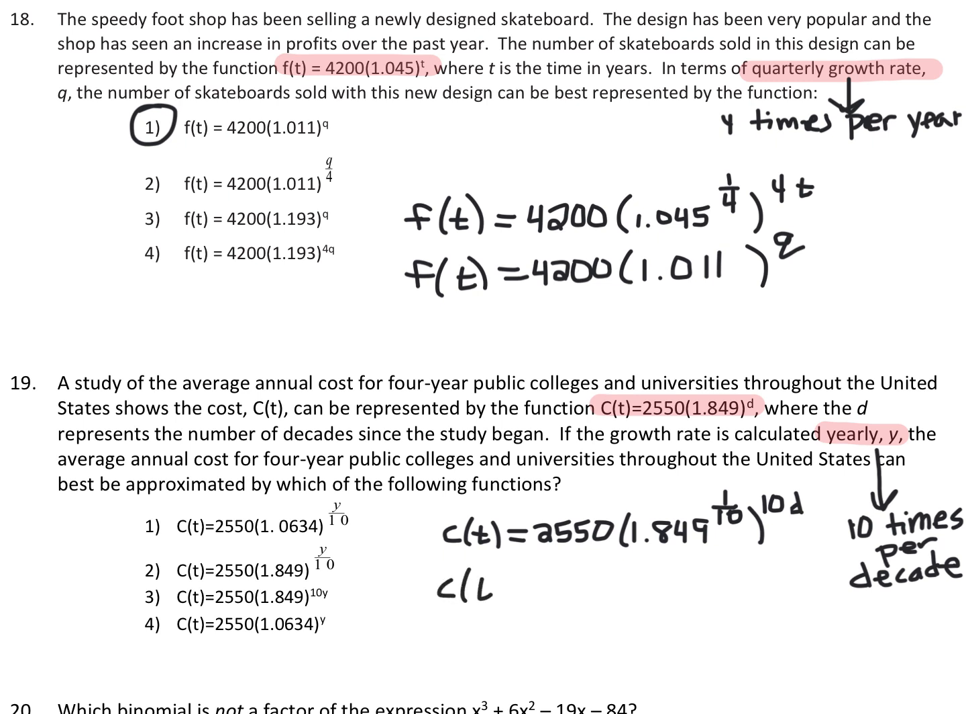What we're going to do is bring down the beginning of our function. That doesn't change. But what we see in the parentheses here, we're going to plug this in our calculator. So we're going to plug in 1.849 to the 1/10th power. And when we do, I'm just looking at the answer choice here, it looks like we're going to get 1.0634.